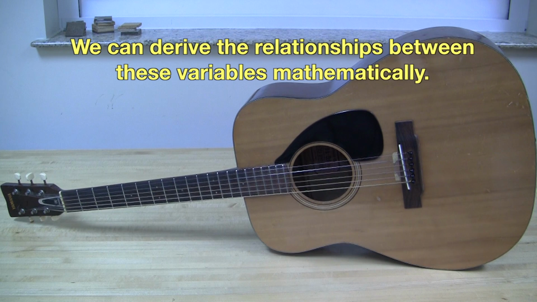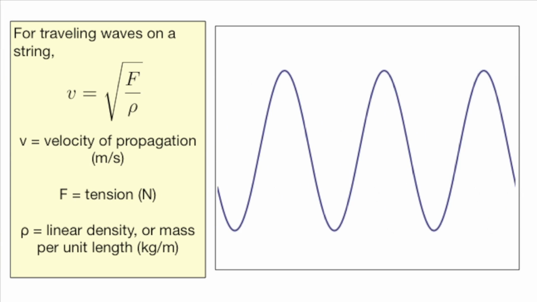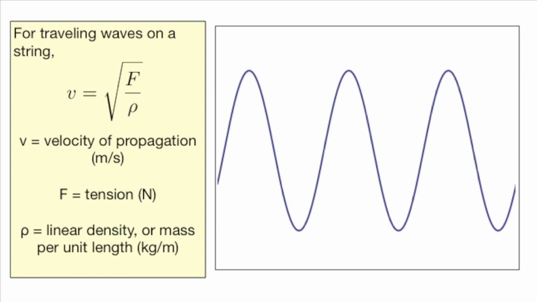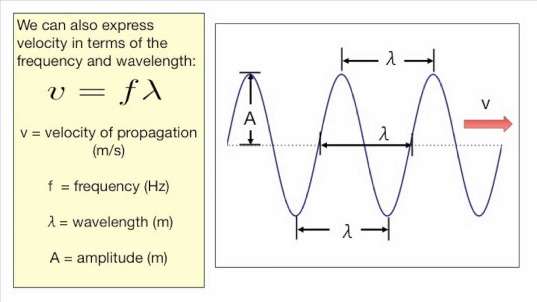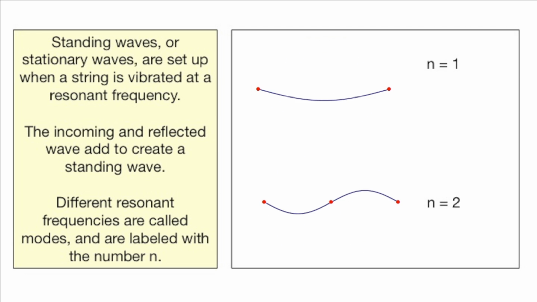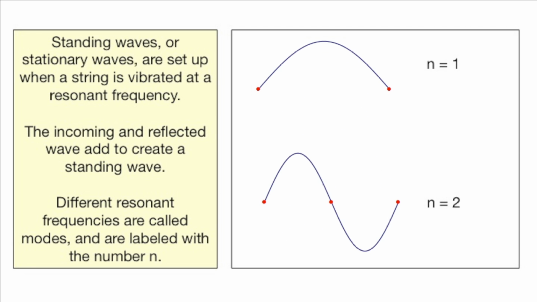Now let's derive these relationships mathematically. For traveling waves on a string, the velocity v is equal to the square root of the tension over the mass per unit length of the string. We can also express the velocity as the product of the frequency and the wavelength. Standing waves are created at resonant frequencies. At these frequencies, the incoming and reflected waves add constructively to create a standing wave.